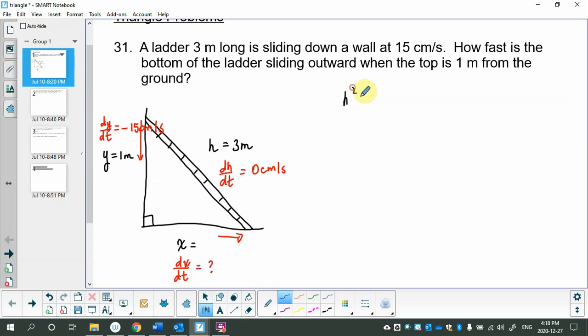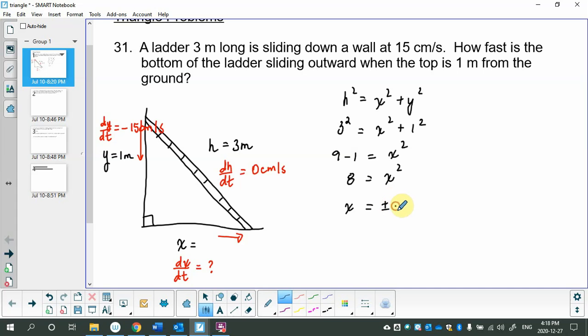So h squared is equal to x squared plus y squared. The hypotenuse is the longest side. H is 3. X is unknown. Y is 1. So I've got 9 minus 1 from the other side equals x squared. So that's 8 is equal to x squared. That makes x equal to plus minus root 8. And because x is the side of a triangle, we're not going to use the negative version.